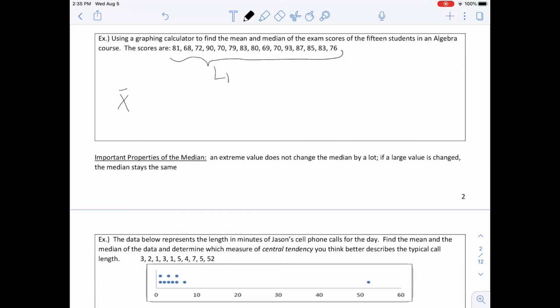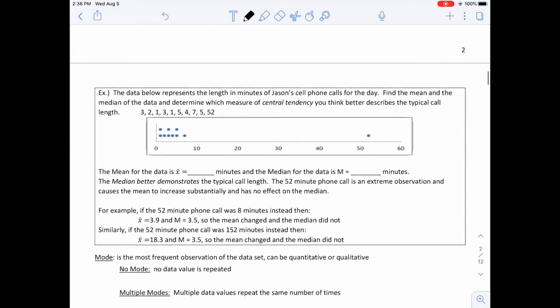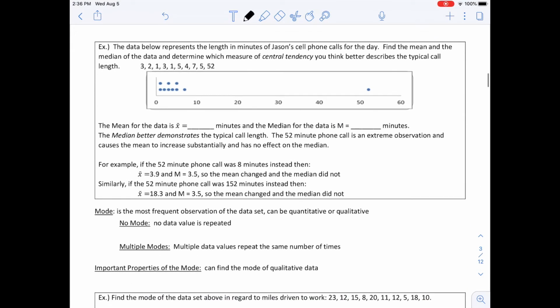From the calculator, we see that X bar, our sample mean, is going to be 79.07, and our median, which I'm going to write as M, is going to be 80. And again, both of those are from the calculator. Important properties about the median: an extreme value does not change the median by a lot. If a large value is changed, the median would stay the same. And we can see that in the next example that we have.